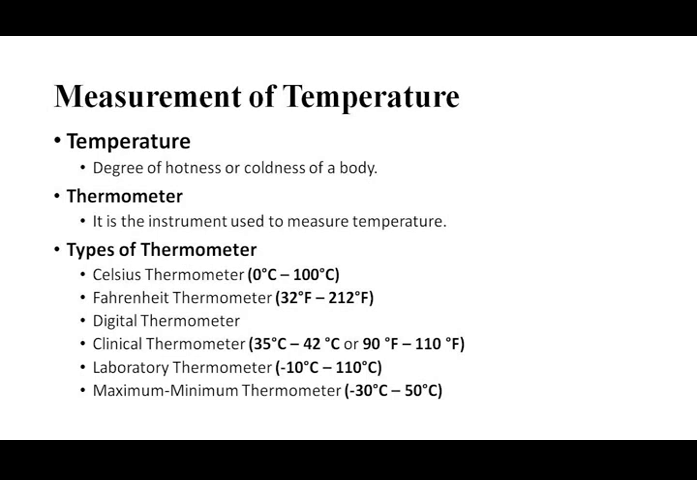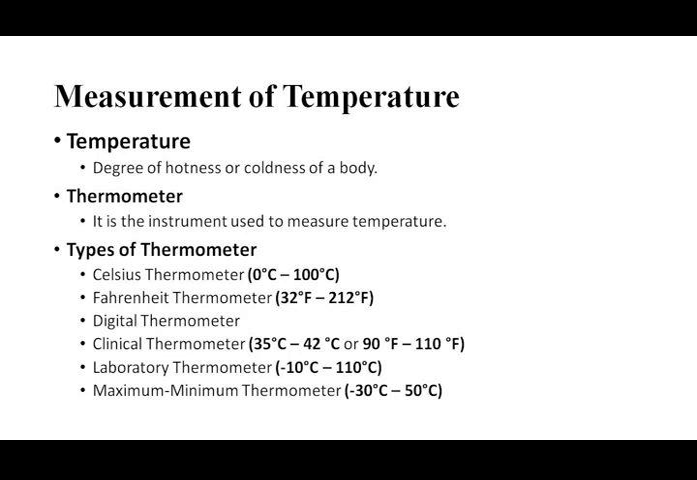There are different types of thermometers. First one is your Celsius thermometer. It ranges from 0 degrees Celsius to 100 degrees Celsius. Second one is a Fahrenheit thermometer. It ranges from 32 degrees Fahrenheit to 212 degrees Fahrenheit. It has 180 small divisions. And a digital thermometer, which doesn't have a fixed range because it varies from one digital thermometer to another. What it does is you just put it in and it gives you a digital reading of the temperature.